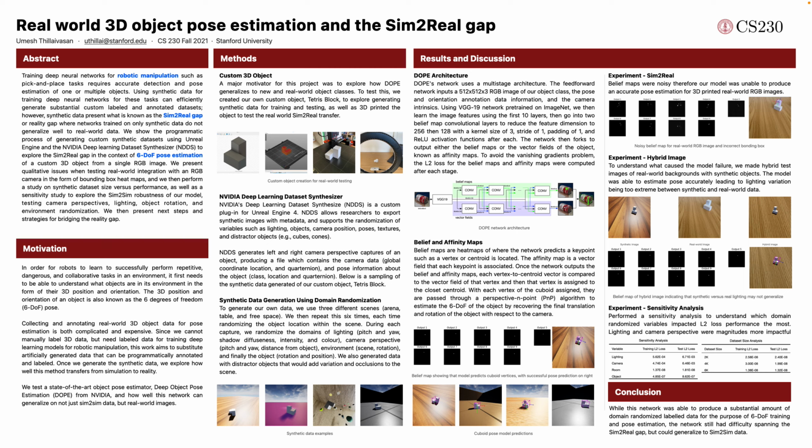In conclusion, while this network was able to produce a substantial amount of domain randomized labeled data for the purpose of 6 DOF training and pose estimation, the network still had difficulty spanning the sim-to-real gap, but could generalize well for sim-to-sim data. Next steps are to explore more photorealistic data generation and how to generate labeled real-world data more feasibly.